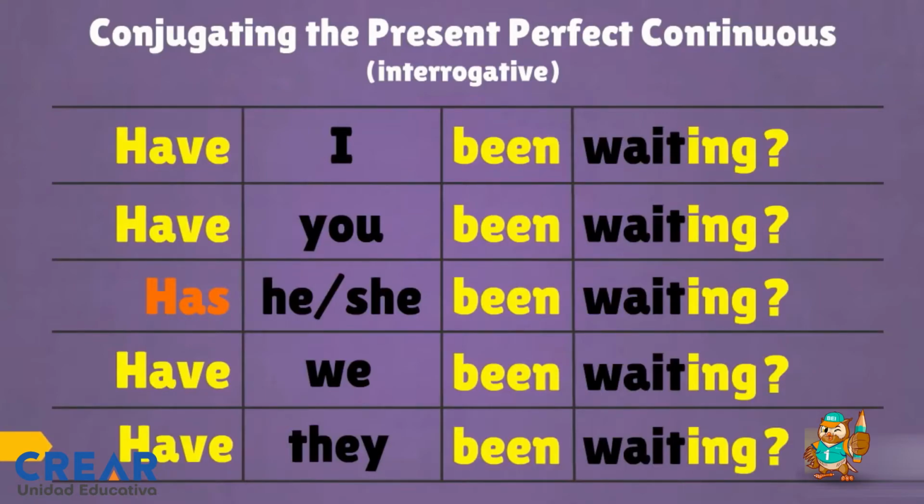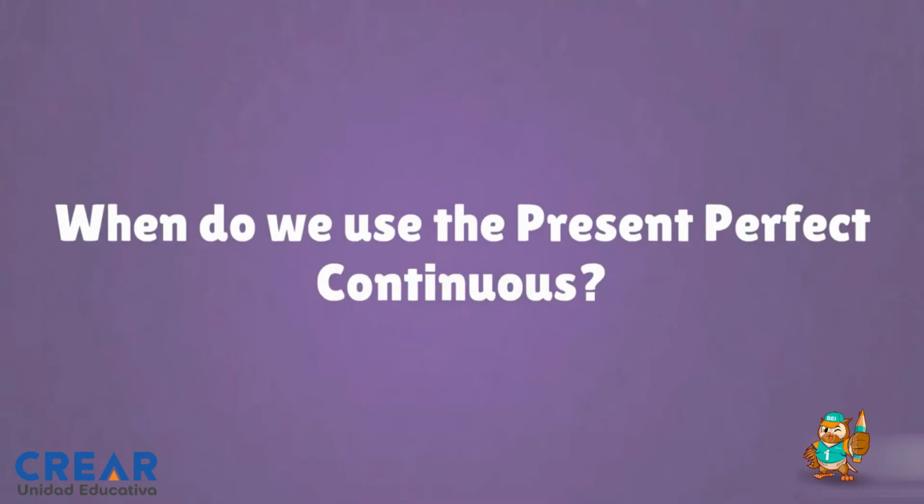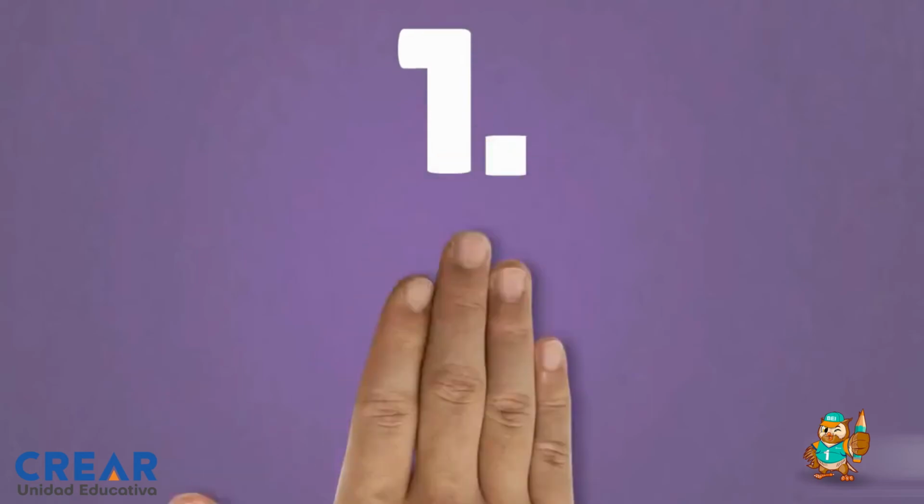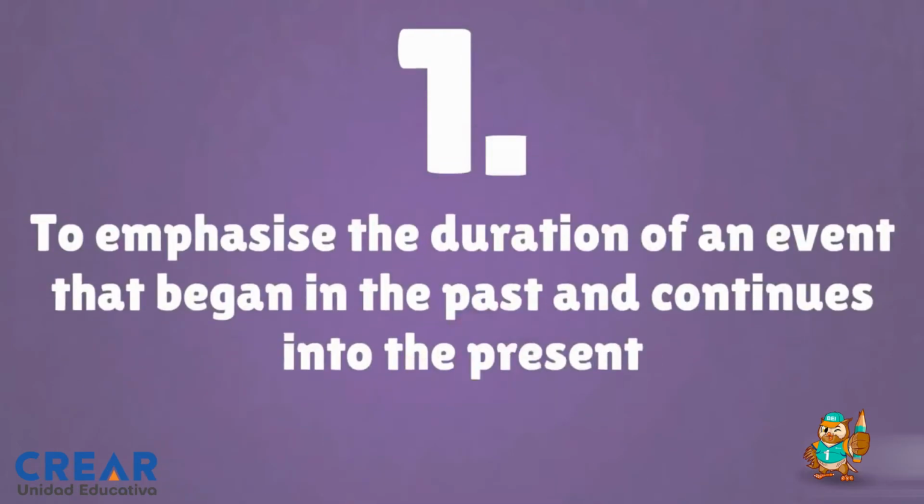Now, my dears, we have to continue. Now we know the grammar. But what is important here? When do we use the present perfect continuous? Okay, so firstly, to emphasize the duration of an event that began in the past and continues into the present. Okay, to emphasize the duration. Something that happened in the past that has happened, but it is important now.